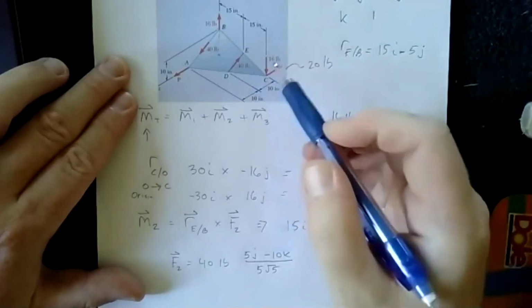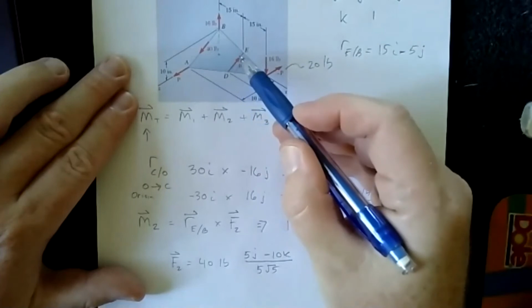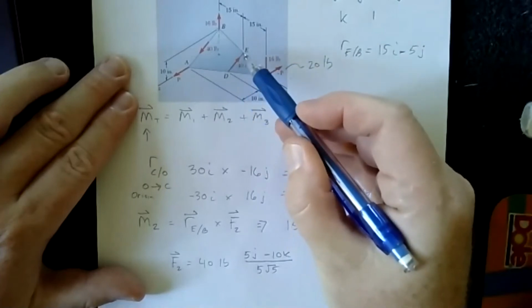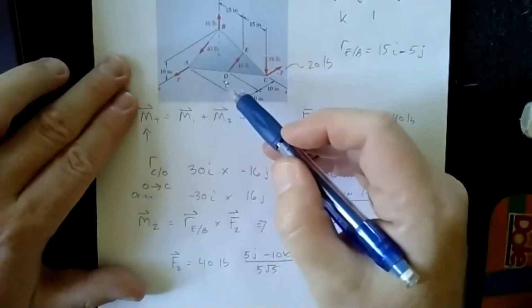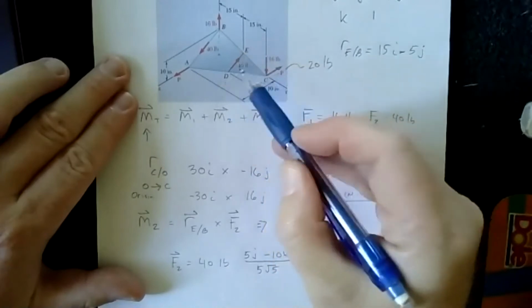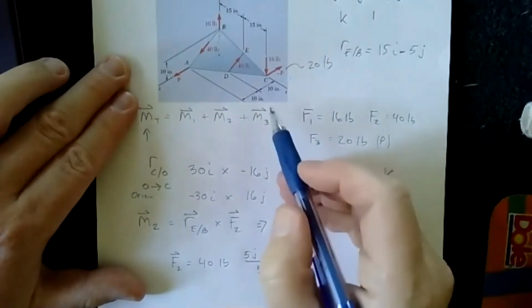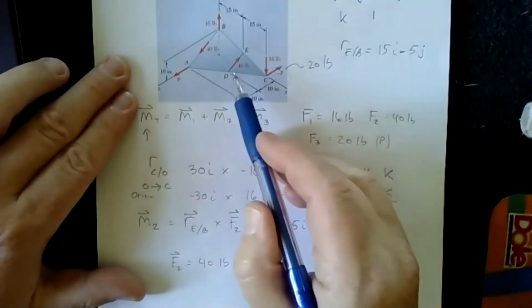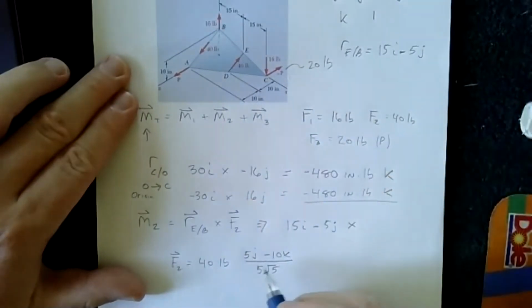Now, notice that going from D to E here, the 40 pounds goes up in the J, has no X component because it's parallel to the axis, and it goes in the negative K direction. So it's going up in J and negative in K. That's where I got the 5J minus 10K. You can see the minus 10 here, and we already know that the halfway point is 5 inches from the base. So this is just the square root of 125 here.